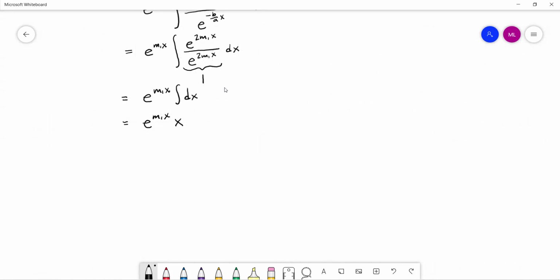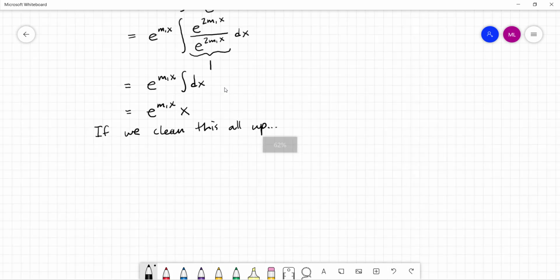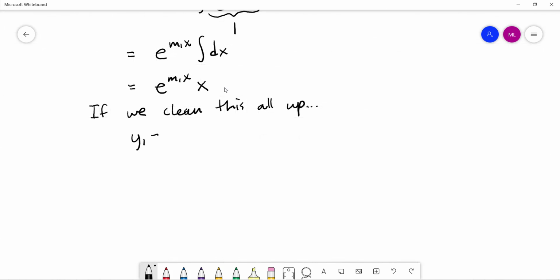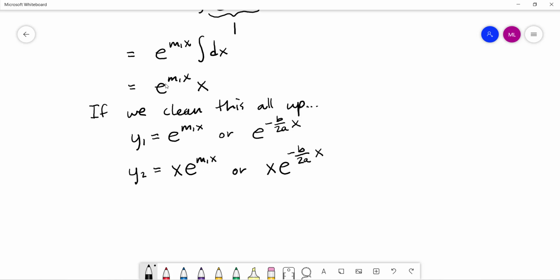So cleaning it all up, our y1 is generically e to the m1x, or in this case, e to the negative b over 2a times x. And y2 simply winds up being x times that same exponential, x e to the m1x, or cleaned up, x e to the negative b over 2a times x.